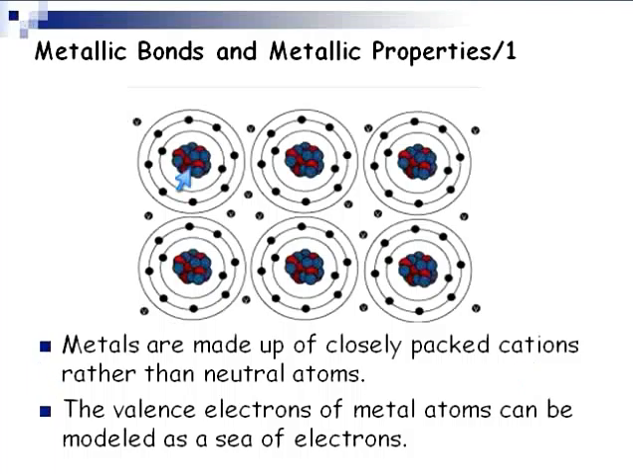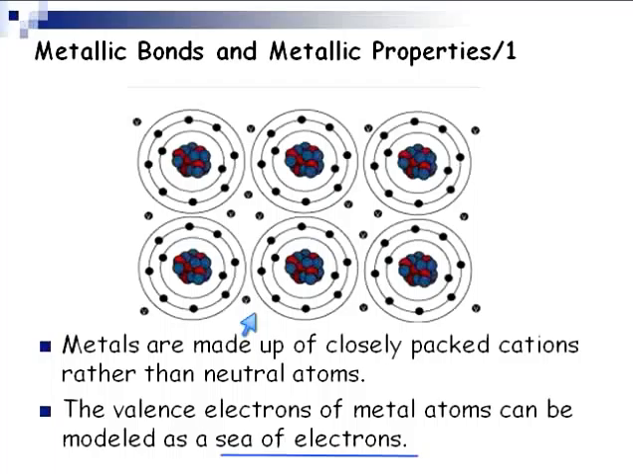So here we have a picture where we see the nucleus and we see these electrons. However, what we see here is these valence electrons. Notice these valence electrons are moving around. They are free to move around. So the valence electrons of the metal atoms can be modeled as what we call a sea of electrons. They are not stuck just with the atom, they're moving around. They can be mobile.